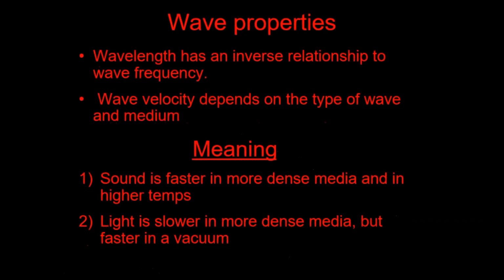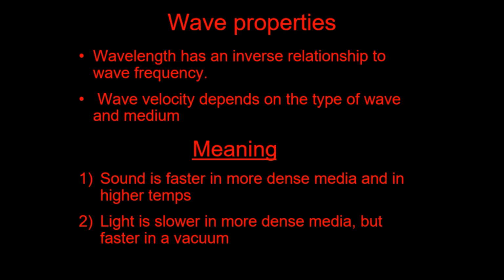So as said before, our wavelength has an inverse relationship to the frequency. That means our velocity depends on the type of wave and the type of medium. This means that sound is faster, for instance, in a more dense medium and in higher temperatures. Light is slower in a more dense medium, but faster in a vacuum.